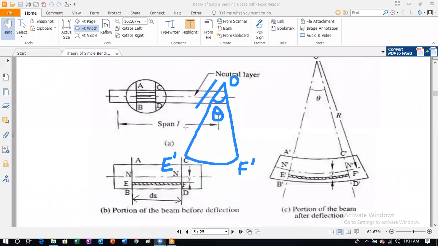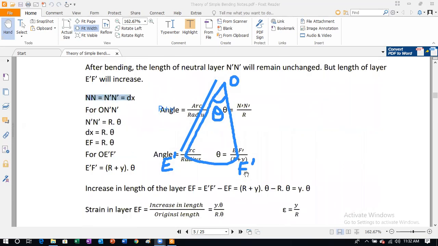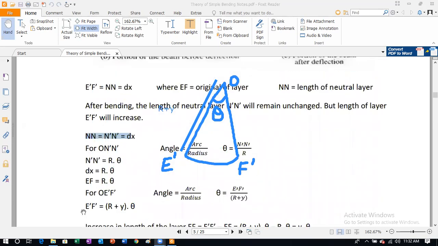This OE dash having length is the radius of that particular arc, right? So it will become R plus y. So now we will have this as E dash F dash upon R plus y. Finally, we will have E dash F dash is equal to (R plus y) dot theta.